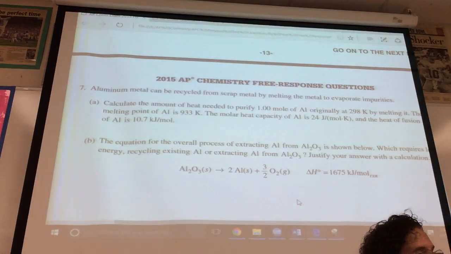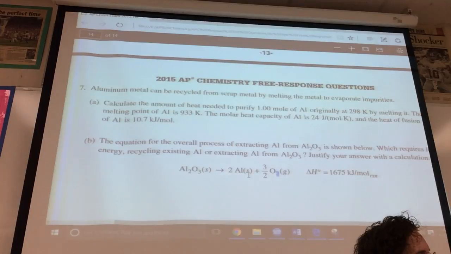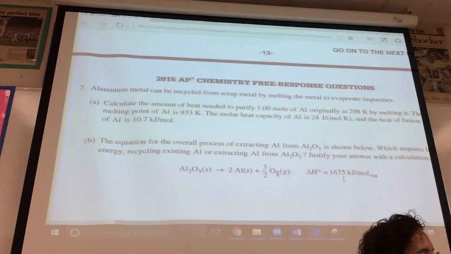What does it mean by recycling? The first one. Oh, so you're going to do the same thing for B? No, you already did it, didn't you? So we're just asking you to compare those two quantities. You got 26 kilojoules versus 1675. This one's just kilojoules per mole. The only thing is that you have 2 moles here, so you would divide that by 2. But it's still much, much less by method A.